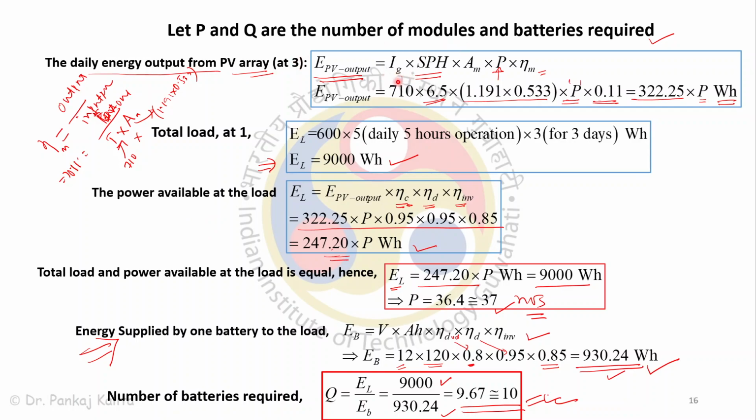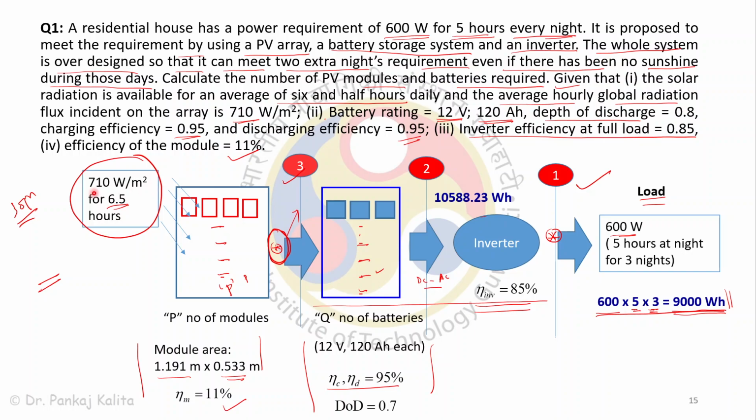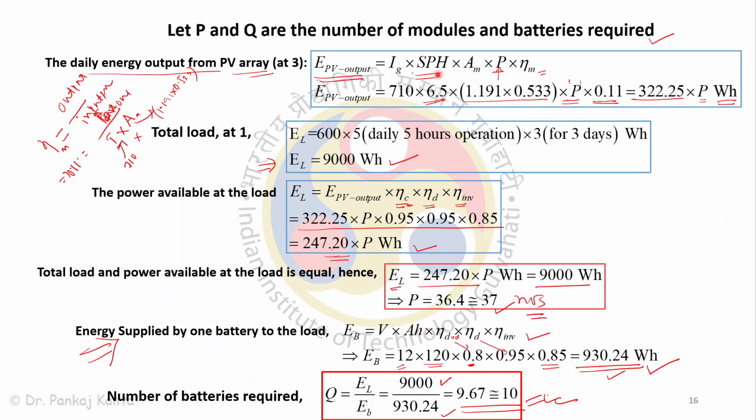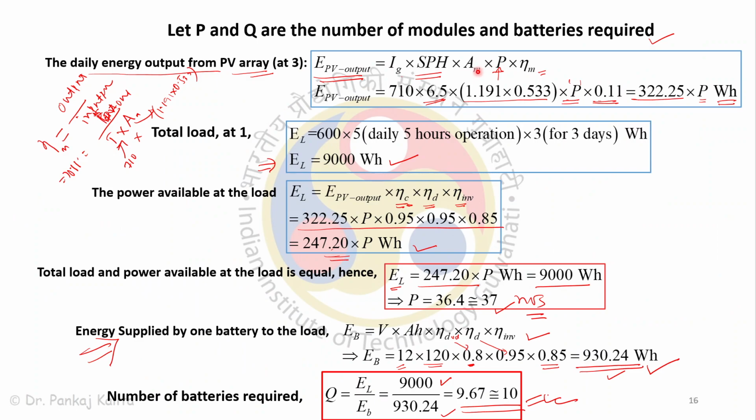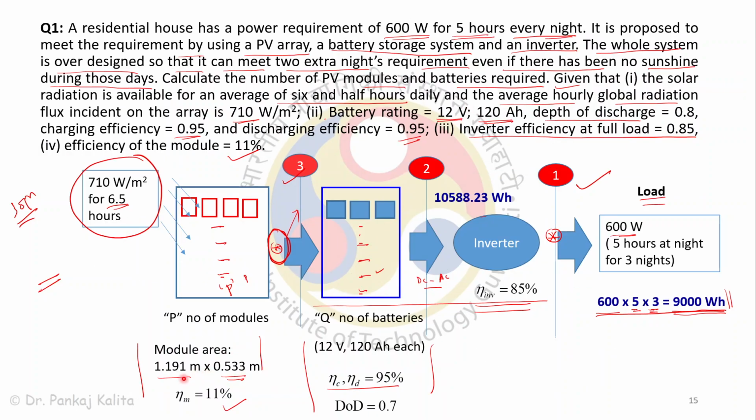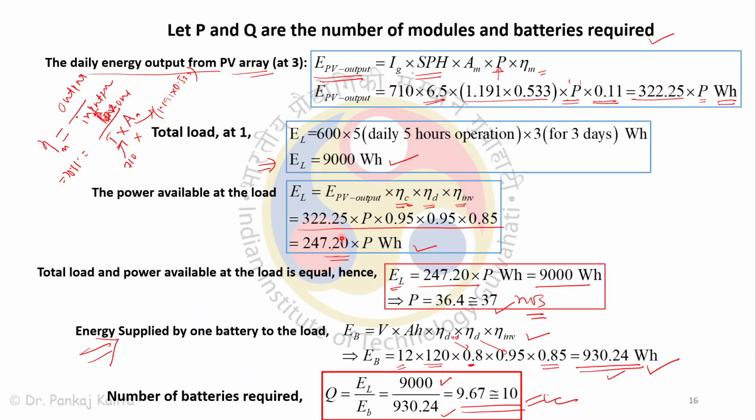Then the Ig value is given, 710. Solar peak hours, the photovoltaic hours, is 6.5 hours, given. AM is the area of the module, that is given, 1.191 into 0.533. Nm is the efficiency of the module, that is 0.11, and P is what you need to calculate. So multiply all this, it will be 322.25 into P.